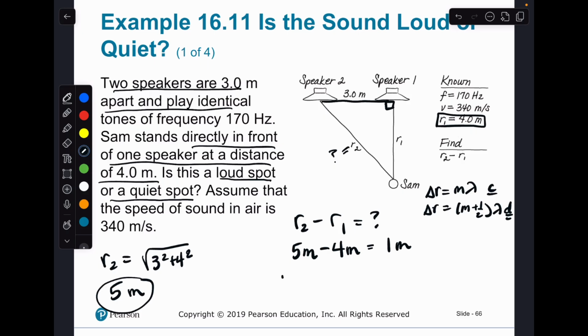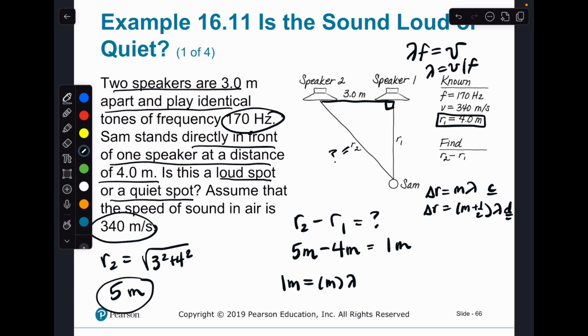So our delta R is 1 meter, and so for constructive interference, that would mean that the wavelength times some integer would have to equal 1 somehow. Well, what is the wavelength? The wavelength we are not given. We need to find it using the speed of sound and the frequency. So v equals lambda f is the fundamental wave equation, so we can easily solve for lambda equals v over f, just like we did in the previous example.